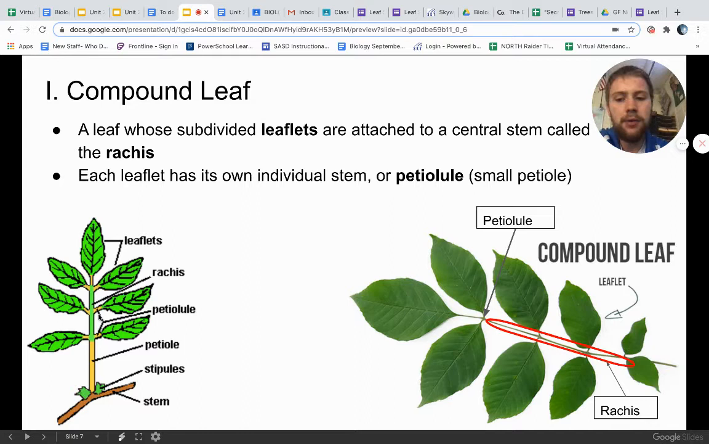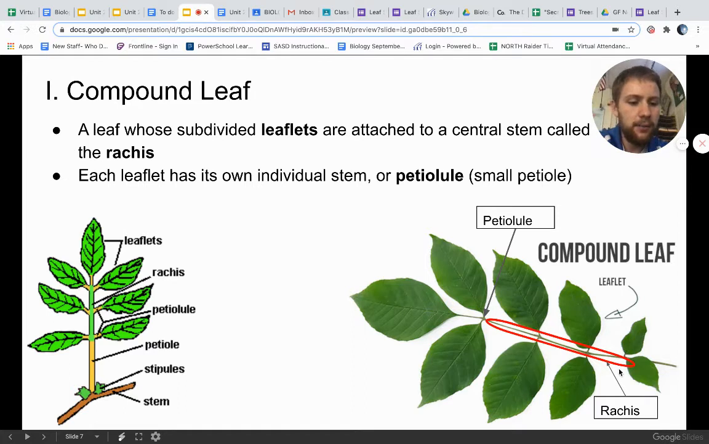It's like a sub-petiole. I realize there's quite a lot of vocab here, but I think this diagram sums it up. The petiole radiates from the branch to the beginning of the leaflets. The rachis is the central axis between the leaflets, and then each of these smaller petioles, or petiolules, I pronounced it better that time, is going to connect to the individual leaflets.